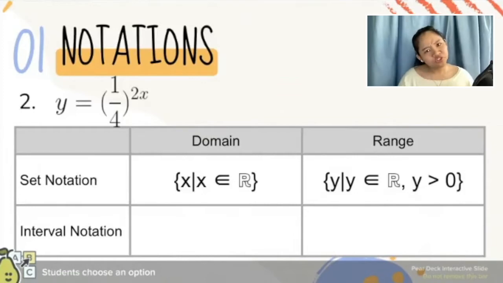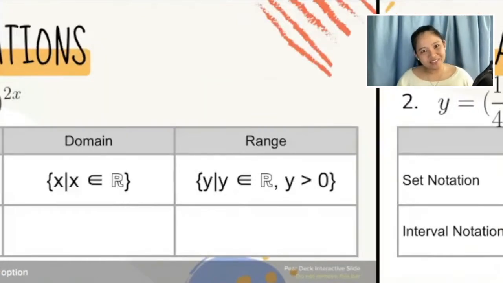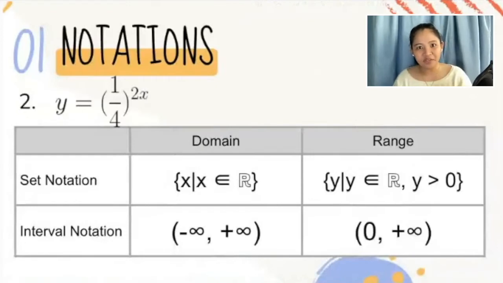Knowing this, which among our options in periodic would give you the interval notation for your domain and range? Time's up. The correct answer is to express this as negative infinity to positive infinity for the domain, and then for the range, we are going to express it like how we expressed number 1 earlier, 0 and then positive infinity.